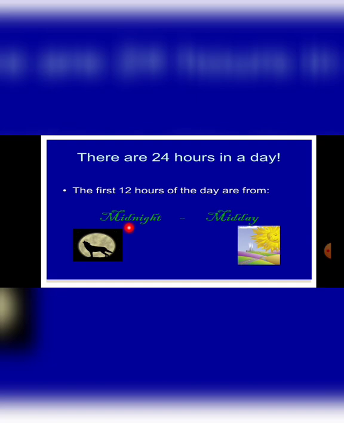Now these 24 hours are divided into two parts, that is 12 hours and 12 hours. The first 12 hours is from 12 a.m., midnight, from the night till the morning 12 p.m. Then the other half is from 12 p.m., from the noon to the midnight 12 a.m. So 24 hours is divided into two parts: the first 12 hours and the second 12 hours.